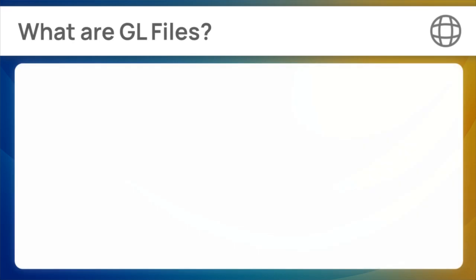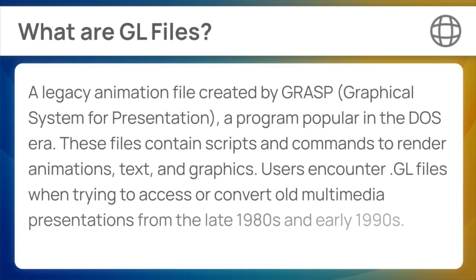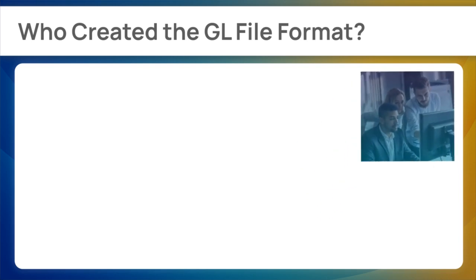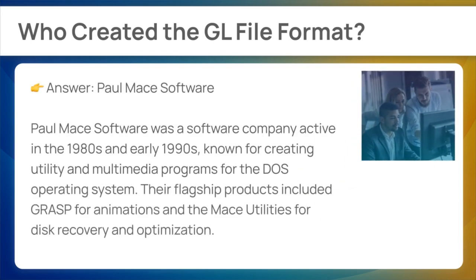A GL file is a legacy animation file created by Grasp, Graphical System for Presentation, a program popular in the DOS era. These files contain scripts and commands to render animations, text, and graphics. Users encounter GL files when trying to access or convert old multimedia presentations from the late 1980s and early 1990s.